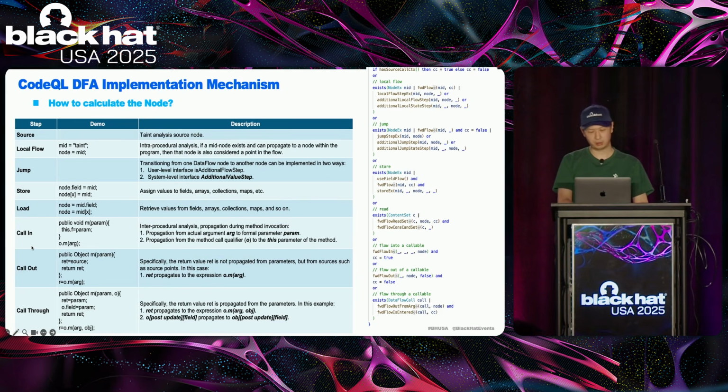And finally, call in, call out, and call through steps, which deal with inter-procedural analysis. Call in handles propagation from actual arguments to formal parameters. Call out and call through deal with propagating the return values. And the difference is whether the return value is propagated from external sources or parameters. And notice that post-update nodes here represents nodes that are implicitly updated as a result of a function call.